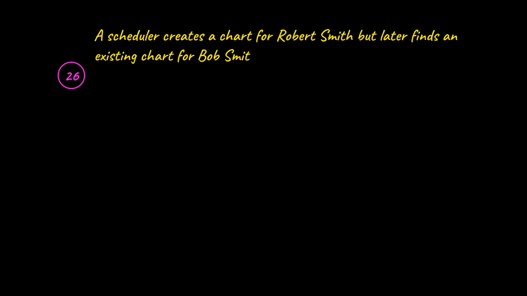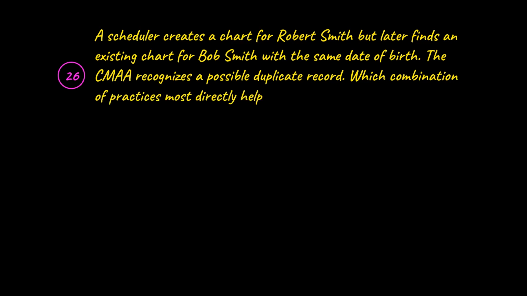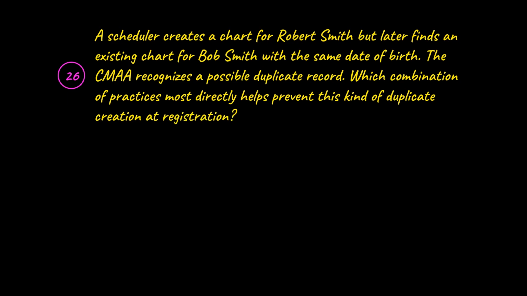Question 26. A scheduler creates a chart for Robert Smith but later finds an existing chart for Bob Smith with the same date of birth. The CMAA recognizes a possible duplicate record. Which combination of practices most directly helps prevent this kind of duplicate creation at registration?